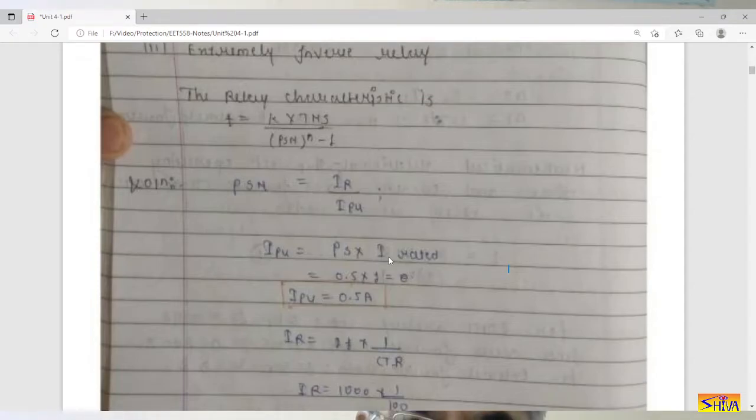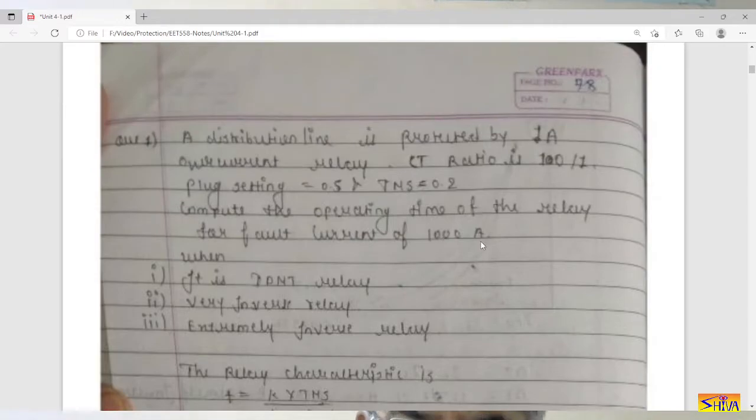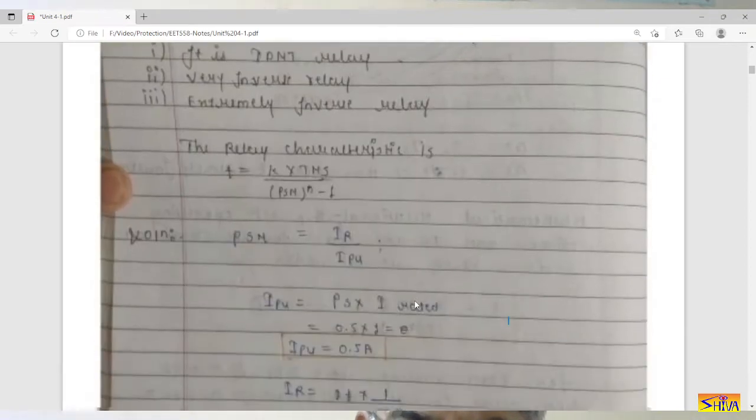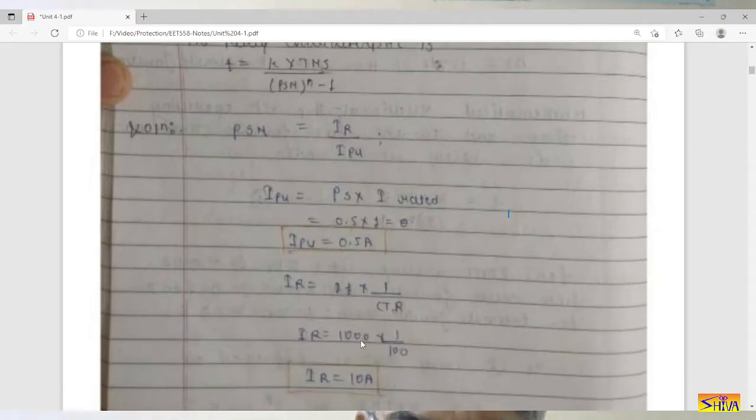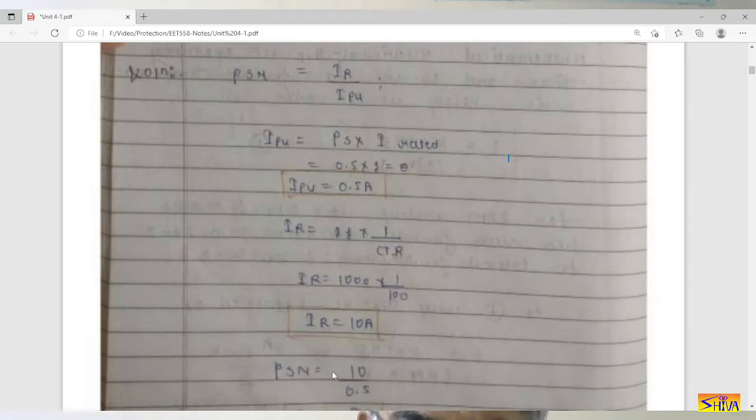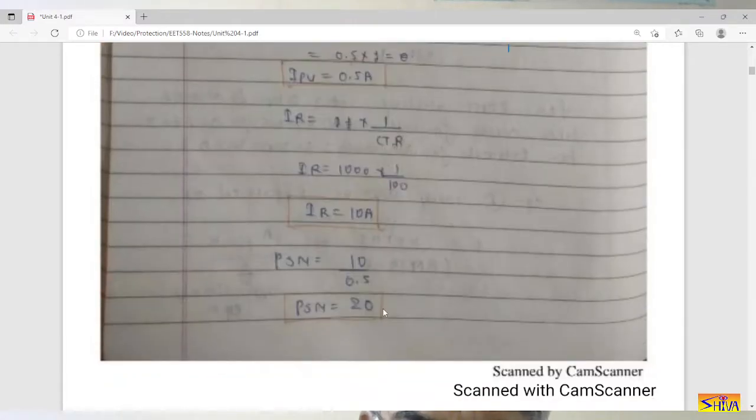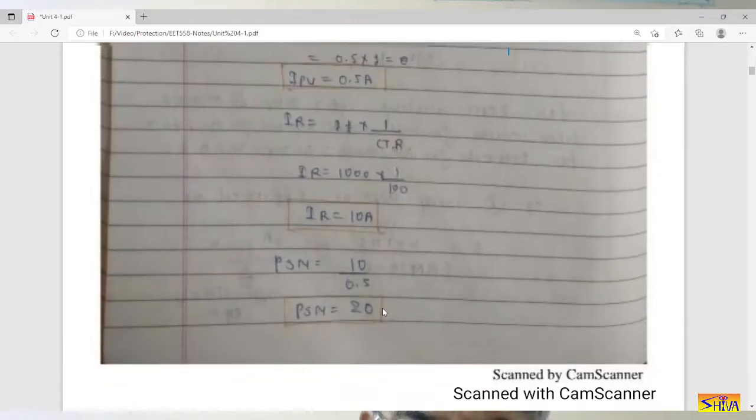Now relay current is 1000 ampere. This is from the primary side of the CT. CT ratio is 100 by 1. So when it is 100 ampere, current is 1 ampere. So when it is 1000 ampere, current on the secondary side will be 10 amperes. This is how it is computed, 1000 divided by CT ratio. So it is 10 amperes. So plug setting multiplier is relay current, that is 10, divided by pickup 0.5. So plug setting multiplier is 20.